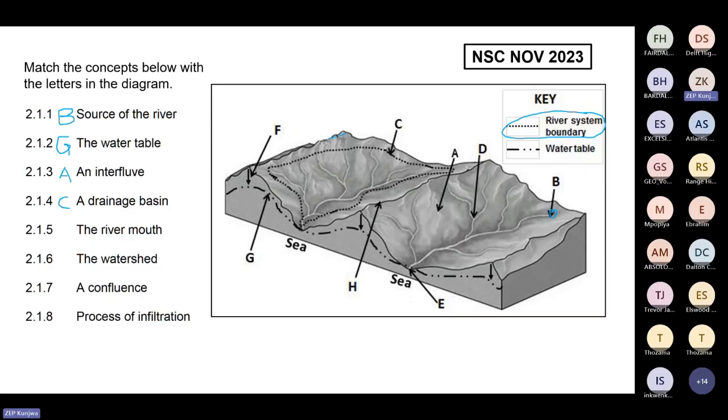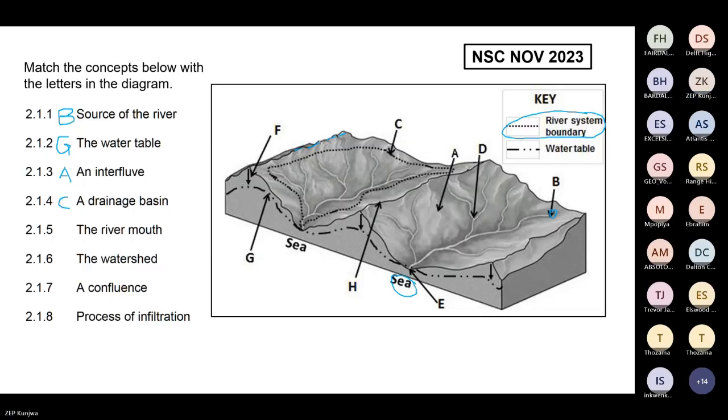All right, let's go to 2.1.5, the mouth. Now you just look for where the river is joining the ocean. That is your mouth. That is E there. So E.